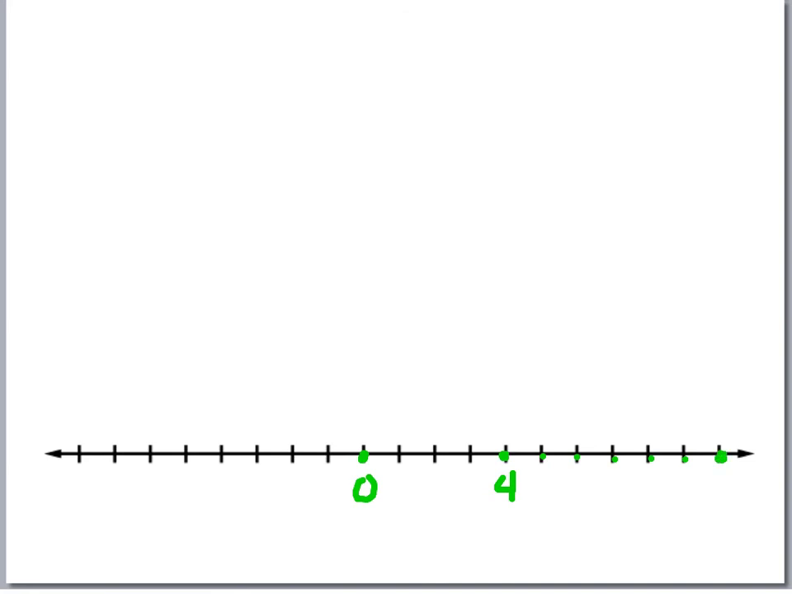There's one right there. That would be a positive 10, right? And then 6 units in the opposite direction. That would be a negative 2. So 2 integers that are 6 units away from a positive 4 would be a negative 2 and a positive 10. You're going to see some of those in your classwork today.